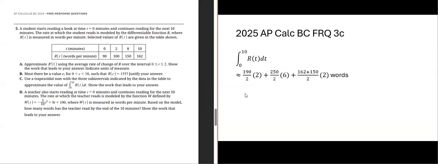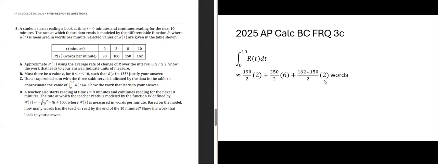Okay. Part C, use a trapezoid sum with 3 subintervals indicated by the data in the table to approximate the value of this integral. Show the work that leads to your answer, okay? So how do we find areas of trapezoids? This is how I remember. It's the average of the bases times the height. The height is the delta t, okay? So in the first one, the height is 2, okay? And then we take the average of the bases. So 90 plus 100 divided by 2, okay? Next, be careful. This is a height of 6, okay? And then the next trapezoid has a height of 2, okay?